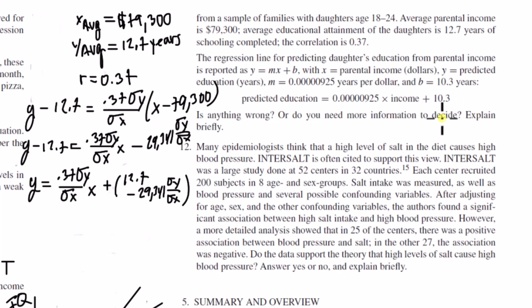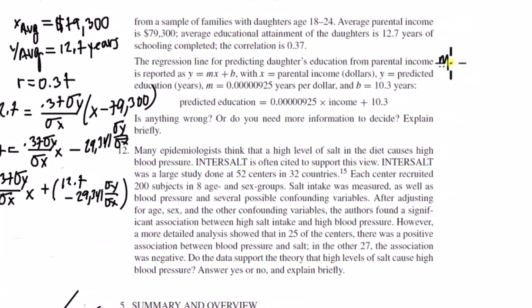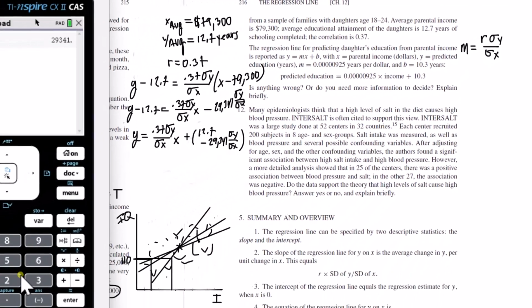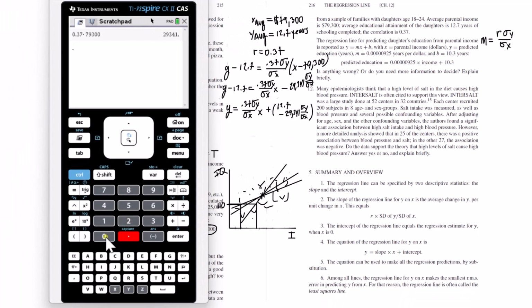So, okay, well, let's see. If m is r sigma y over sigma x, then we can take m divided by r, the m that they gave us divided by r. So we can do 0.00000, 1, 2, 3, 4, 5, yeah, 925 divided by 0.37. So there's sigma y over sigma x, 0.4025.